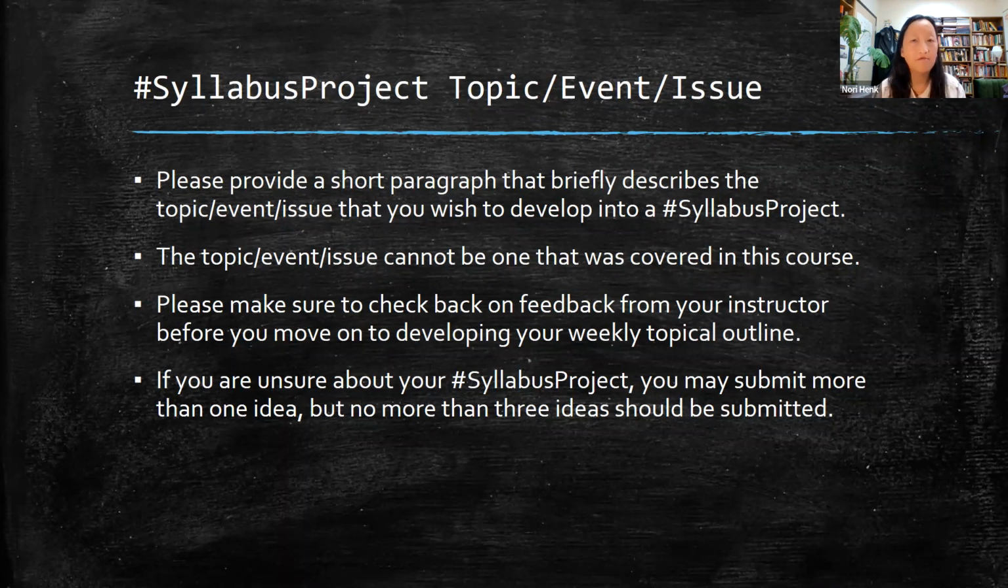After you submit it, make sure you check back for any feedback from the instructor to make sure that you are on track and that you've submitted an appropriate topic, event, or issue. If you're unsure about your topic, you can submit up to 3 ideas, and the instructor will give you feedback on which one would probably be the most ideal for this class. You're only required to turn in 1, but feel free to submit more than 1 if you would like to.